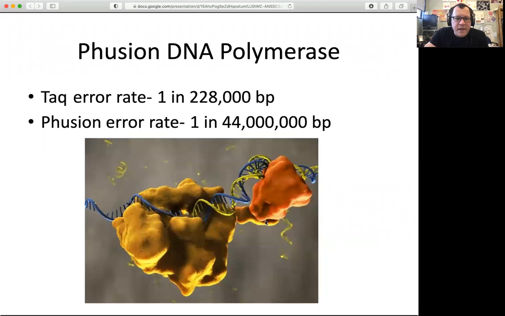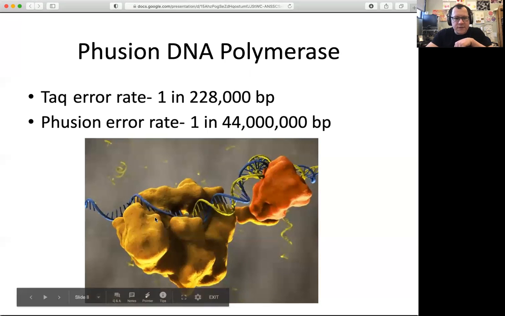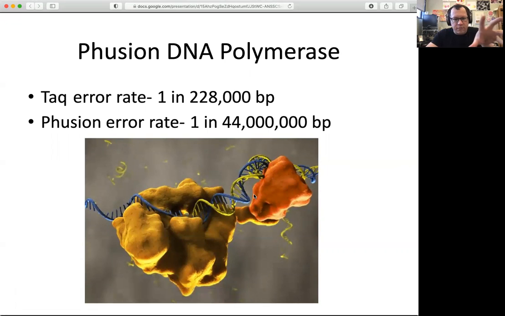And so what they've done is engineer this polymerase to have a sliding clamp on it, so it stays attached to the DNA as it copies. That increases the speed of the copying a lot. This also improves the error rate, or the proofreading ability. If we think about regular Taq, we get a mismatch, a wrong base incorporated, about 1 in 228,000 base pairs. For Fusion, we get one error in 44 million bases.